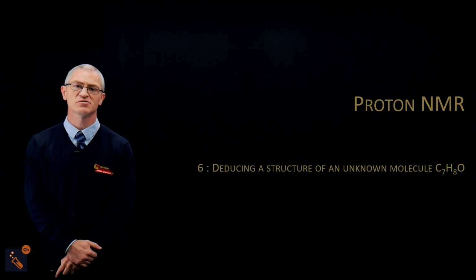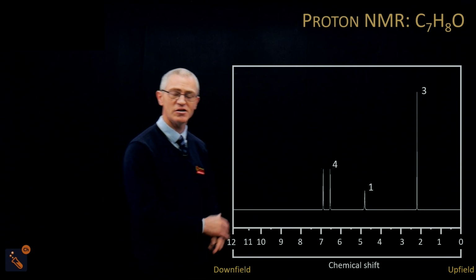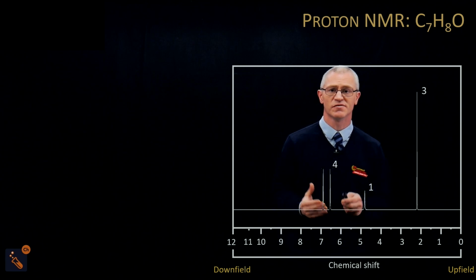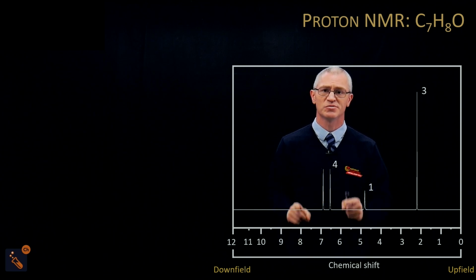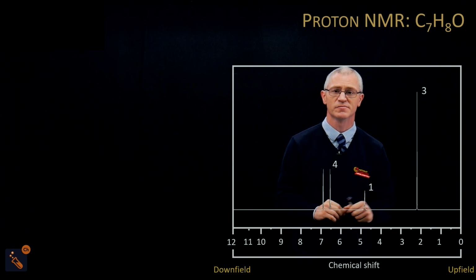In this video, we're going to deduce the structure of an unknown molecule, C7H8O. So if we go into the NMR like we do with all of them, let's look at what we have and, importantly, what we don't have. Between 6 and 8, we have benzene protons. Notice there is a 4 there, which means it's disubstituted. So there are 2 groups on that benzene.